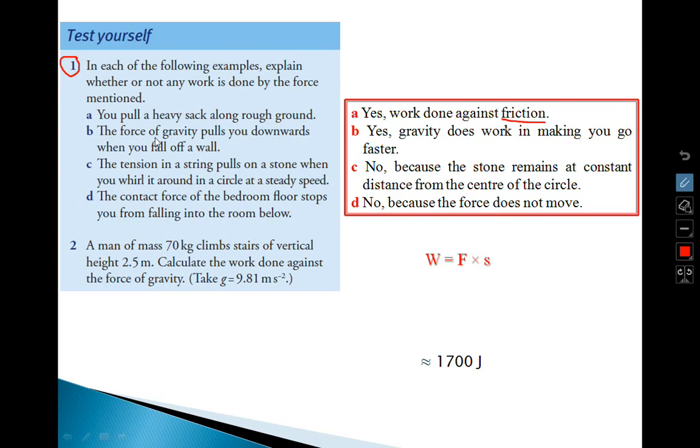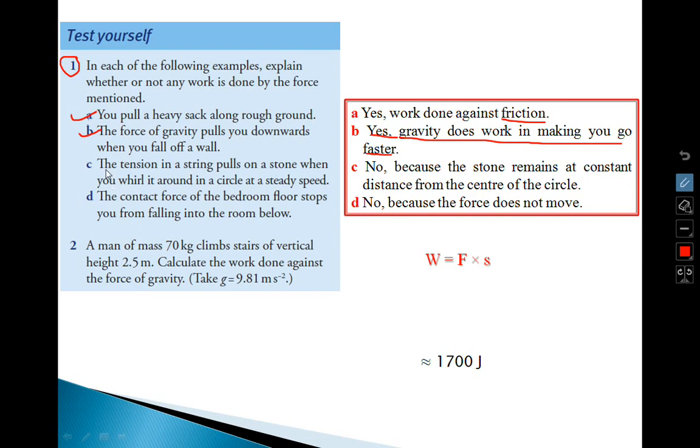B, the force of gravity pulls you downwards when you fall off a wall. So here also there is work done, because the gravity does work in making you go faster. Okay, so A, there is work done. B, there is work done.